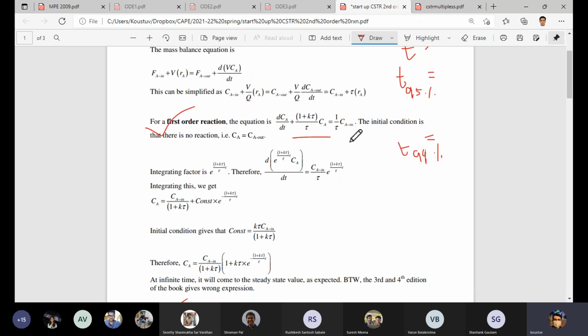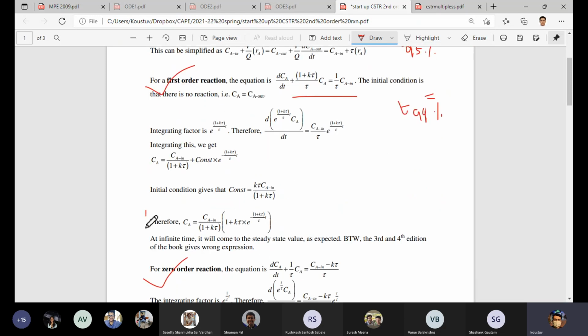Just go through this derivation and see if you can get this kind of expression where you have just basically CA and time. So this plot you can also make. And at long enough time, CA is basically what we are expecting at steady state conversion concentration. So CA out, right? So this is basically the equation for first order.